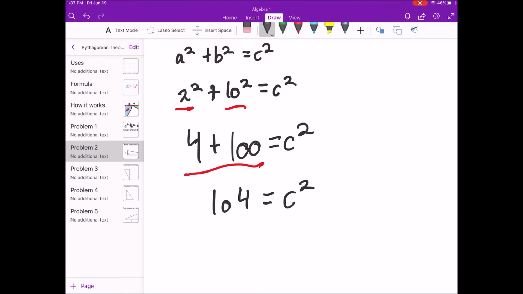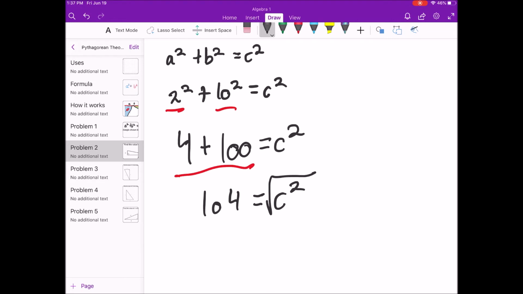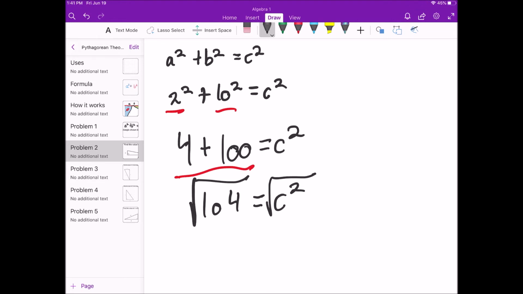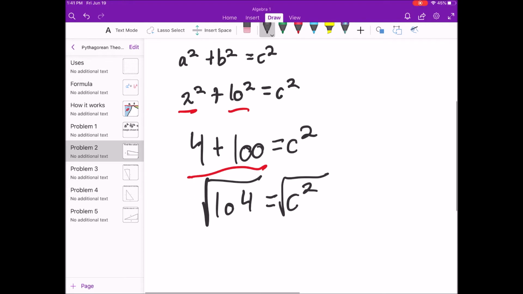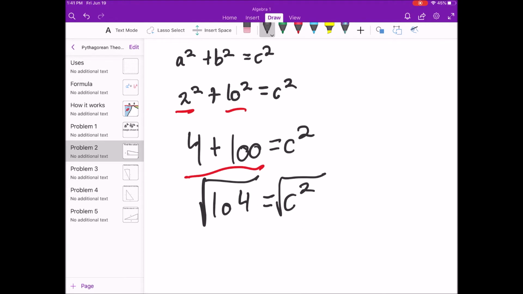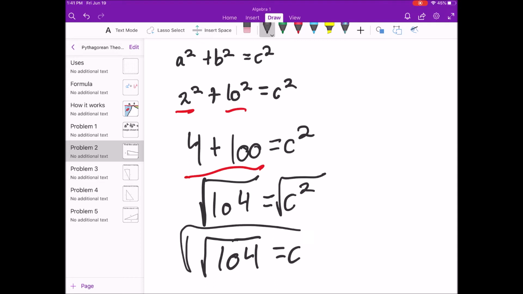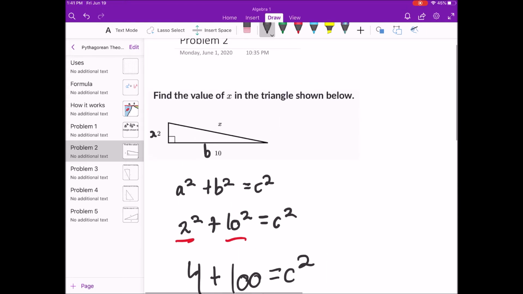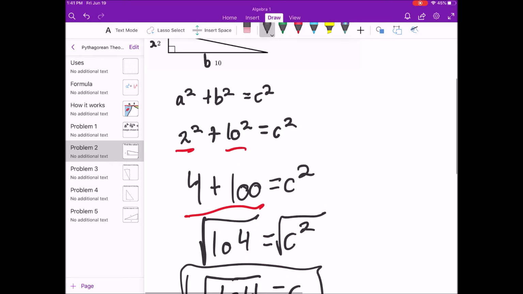Cool. So when you take the square root of c squared and the square root of 104, usually on math testing, when you have something like this on a test, they usually just say the square root of 104 is equal to c. So that's our answer: square root of 104 is equal to c. Now I hope that you're getting this and understanding it, because this is pretty important and it's one of my favorite formulas.